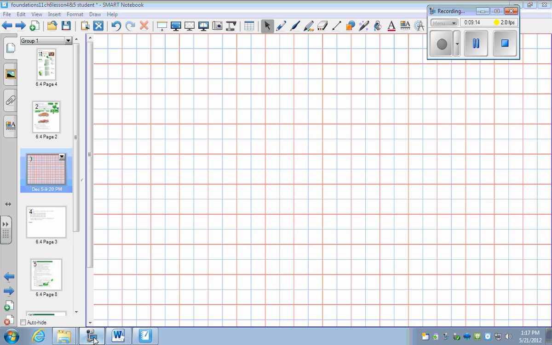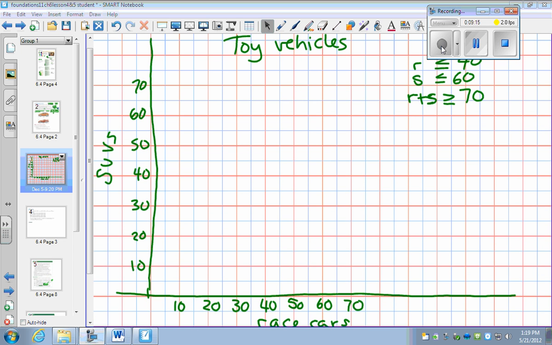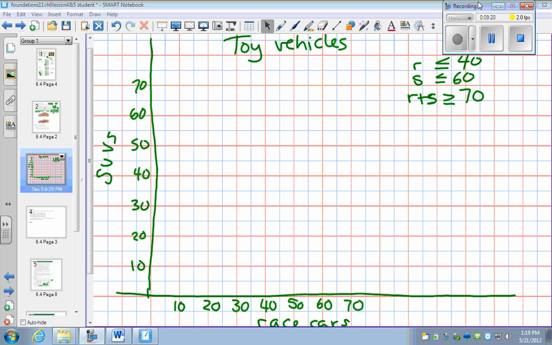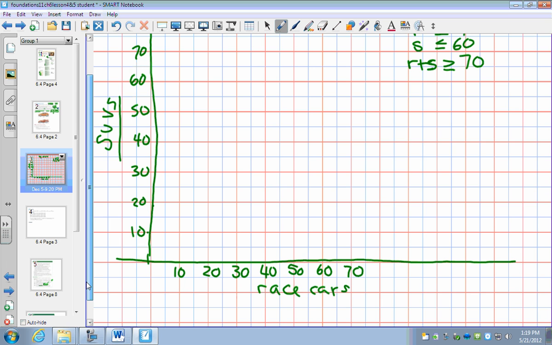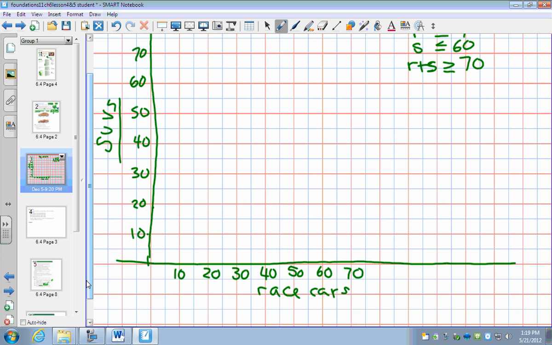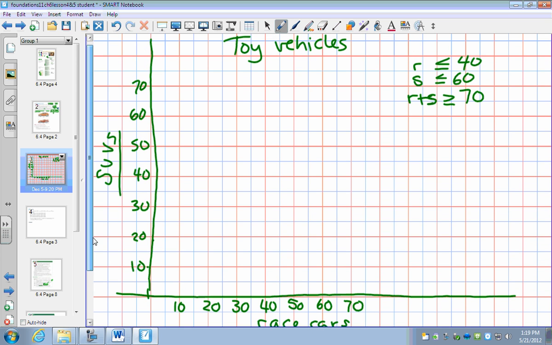Okay, so I've set up the graph here, and I want to highlight a couple of qualities of this graph that make it really good. It has a title. Each axis is labeled. This is the number of SUVs, and I have a very clear scale. This is the number of race cars, and again, a very clear scale that shows what that means. So now what we need to do is graph.